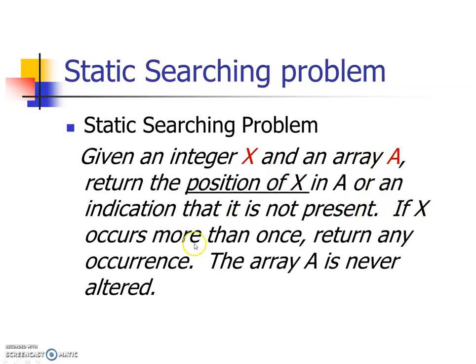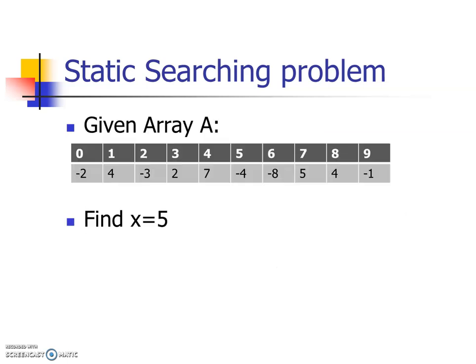If x occurs more than once, here is a special case. Say the value you want to find appears 2 times in the array A. As long as you return any one of the occurrences, it is considered a correct position, and this array A is never altered. So this is a very straightforward searching problem. You basically need to write a for loop or a while loop to go through each position of A and look for x.